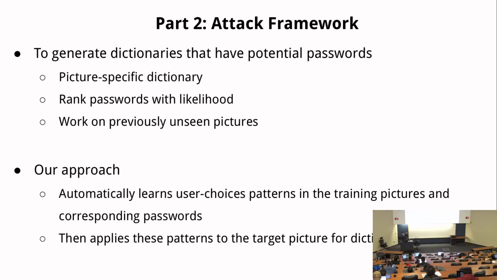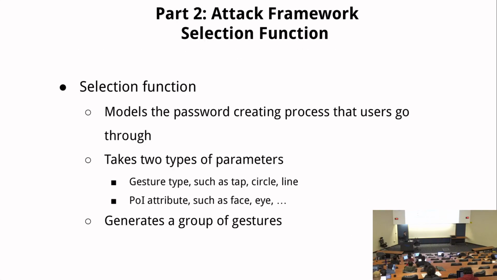So obviously, this system has to work on some previously unseen pictures. We have a training data set which has many pictures and corresponding passwords. But when we apply our attack system, we need to apply it to a picture that is not in our data set. Okay. So our approach is simple. We automatically learn those user choice patterns in the training pictures and the corresponding passwords. Then we apply those patterns to the target picture for the dictionary generation.